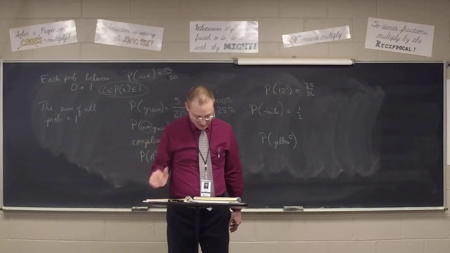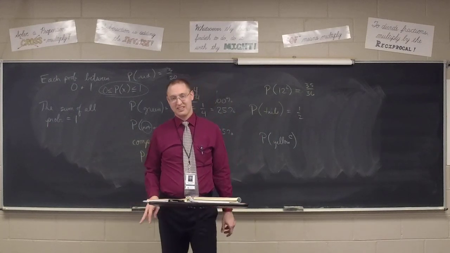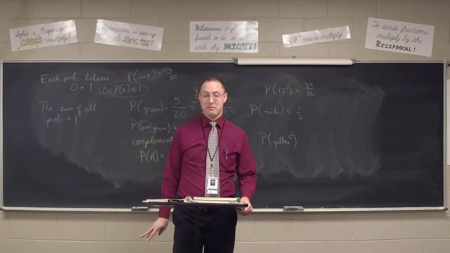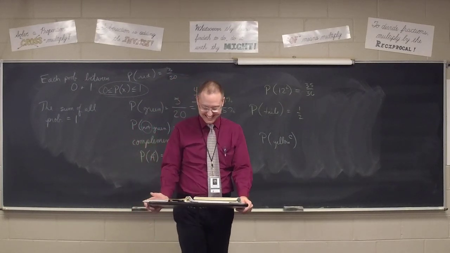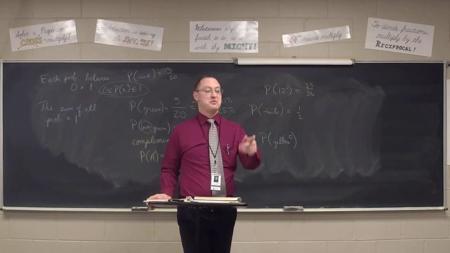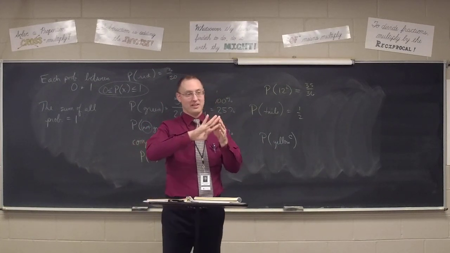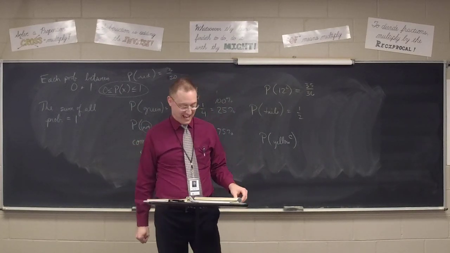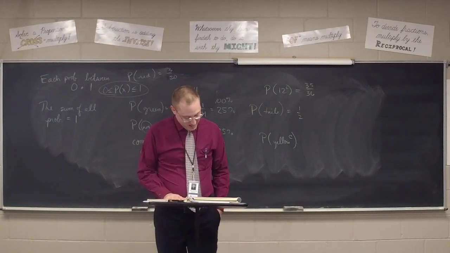All right, and then the last one, a month that ends in Y. January, March. Don't forget May. May ends in Y. Which four months end in Y? January, February, May, and July. So 1 to 3 is your answer there.